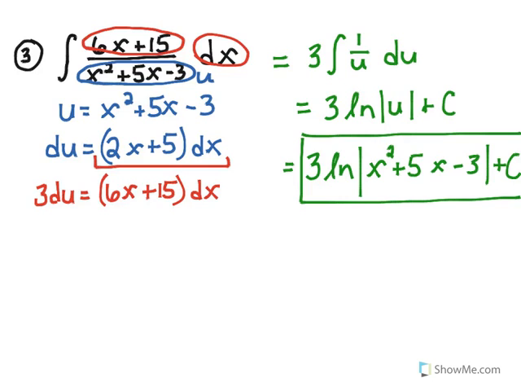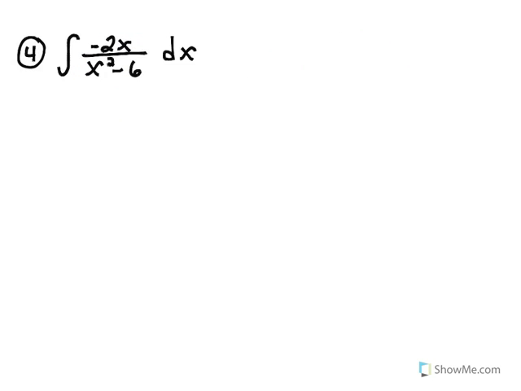Okay, moving on. Example number 4. Again, we're going to try substitution, and the indicator for substitution here is that I have two polynomials, one is degree 1, the other is degree 2. Since they only have a difference in degree of 1, that tells me that I should try substitution with this. All right, so what would u be in this problem? Well, once again, it needs to be the term with the bigger exponent. So I'm going to go with the x squared minus 6.